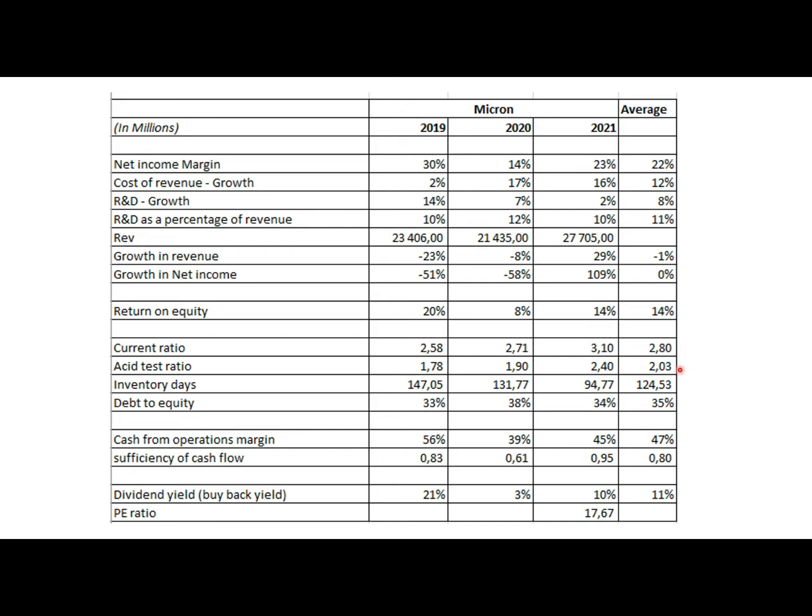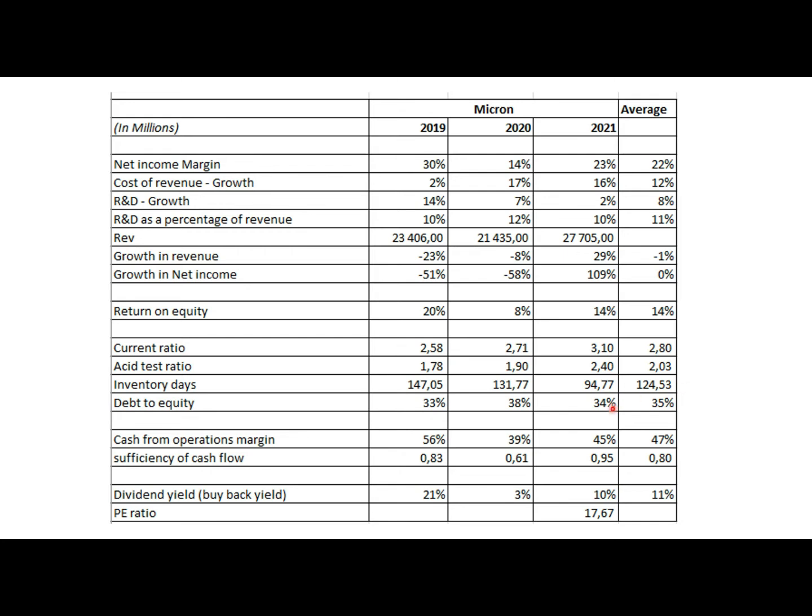So both ratios are very impressive. They highlight a company in Micron that's in a very strong liquid position. The balance sheet is very liquid and has virtually zero to little liquidity risk. Very good. The inventory days, however, on average, are above the industry average. Industry average is just over 101 days. Micron's inventory days are 124 days on average.